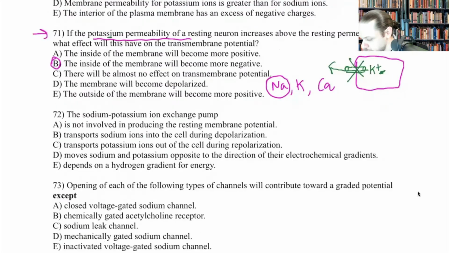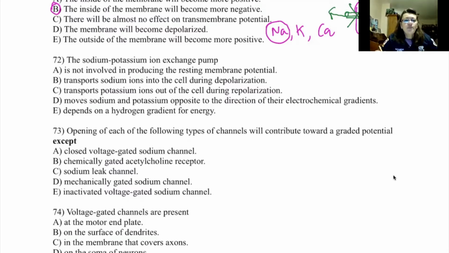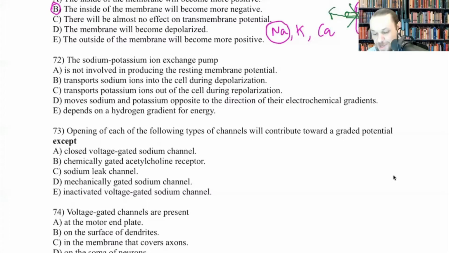All right, next we're going to go to question number 72. Irene, would you like to go with number 72? Yes. 72, sodium potassium ion exchange pump. I put down D, move sodium and potassium opposite to the direction of their electrochemical gradient. Please tell me that's right. That is correct.